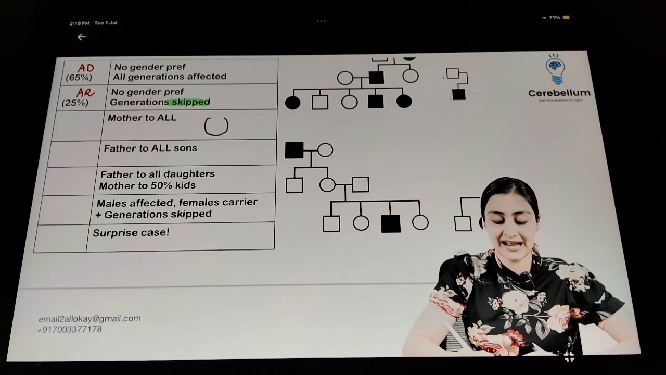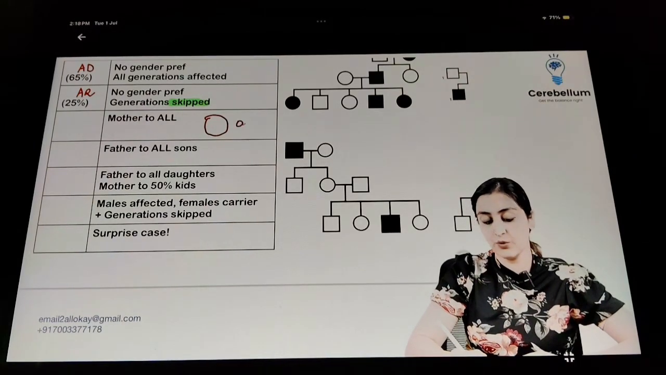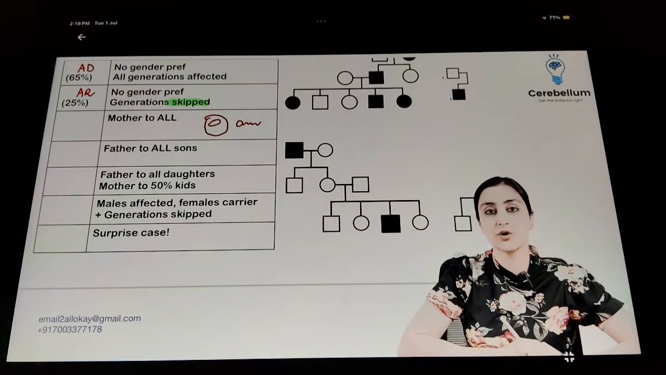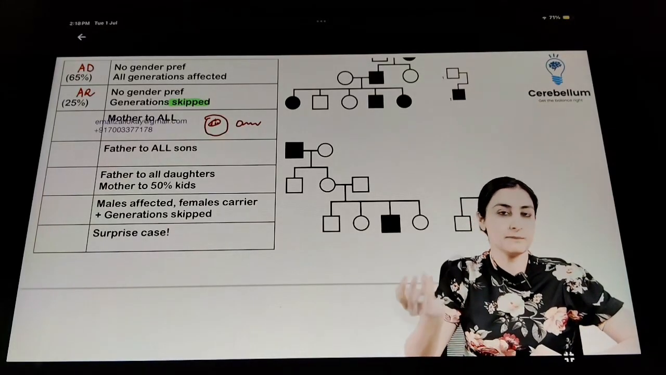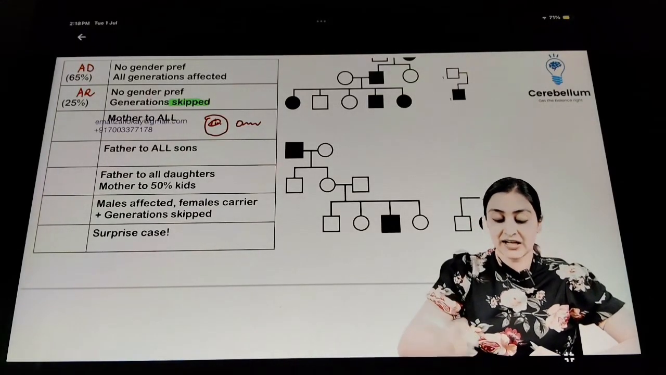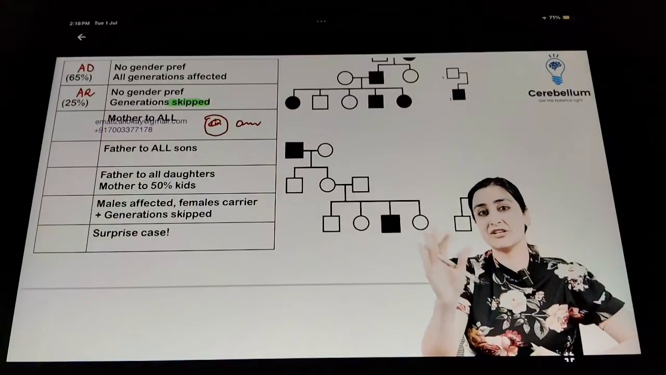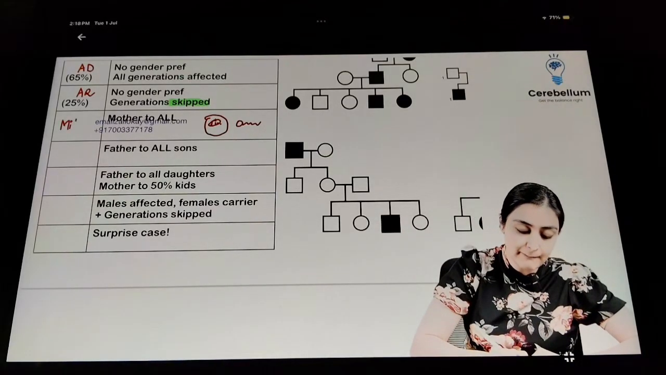Okay. So if you're seeing a pattern that mother is only transmitting to everybody, mother gives to every child. Why? Because what does mother have that father doesn't have? Meaning, what does the ovum have that the sperm doesn't have? It's the mitochondria. So the mitochondrial diseases can only come. Mitochondria is the powerhouse of the cell. Mother is the powerhouse of the house. So mitochondria can only be transmitted by mother, and mother has no partiality. Mother will give to everybody. So this is what is mitochondria.